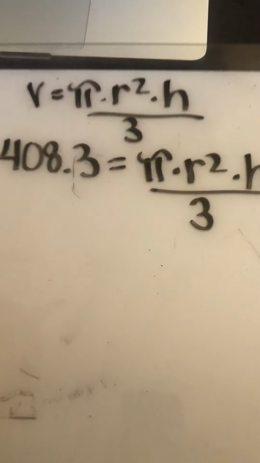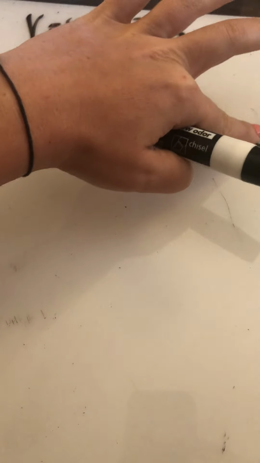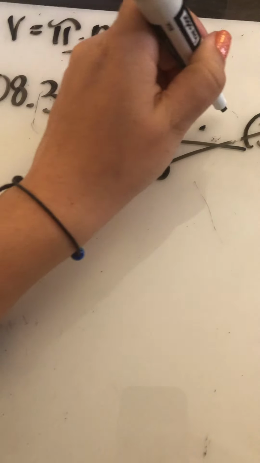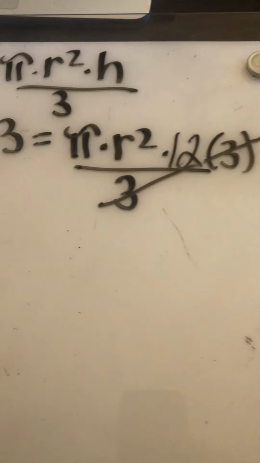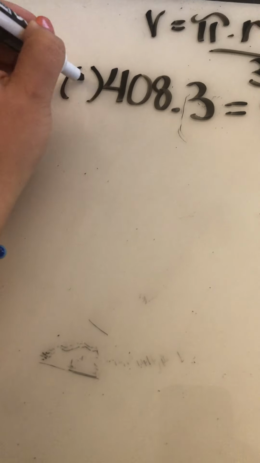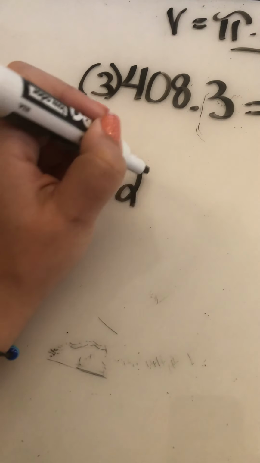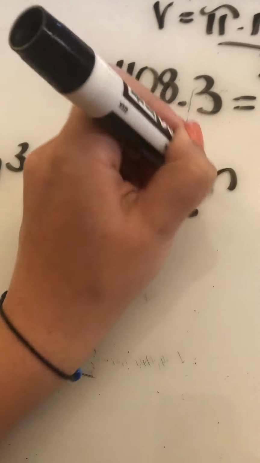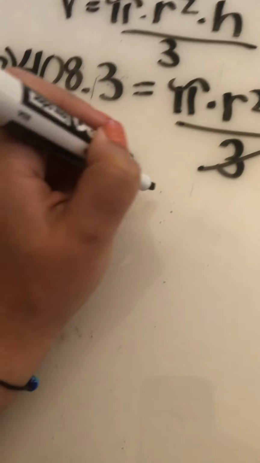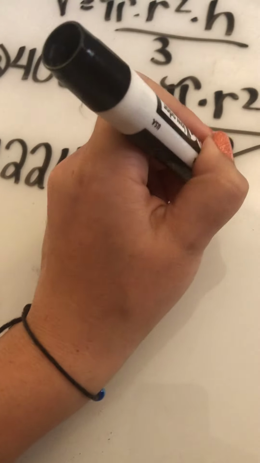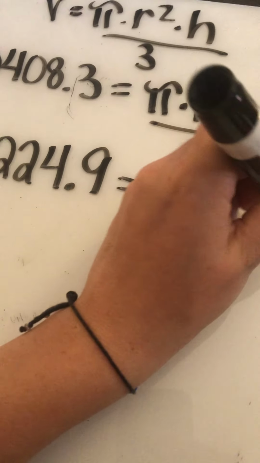So same as before, we're going to multiply by 3 to get rid of that fraction. On the right side, it just cancels out that fraction. Oh my god, I did it again. Look, the height. We know the height. The height is 12. So I'm just going to squeeze that in there and pretend that didn't happen. So the 3's will cancel. Whatever we do to one side, we do to the other. So times 3. 408.3 times 3 gives us 1,224.9. And then we are left with the right side of pi times r squared times 12.